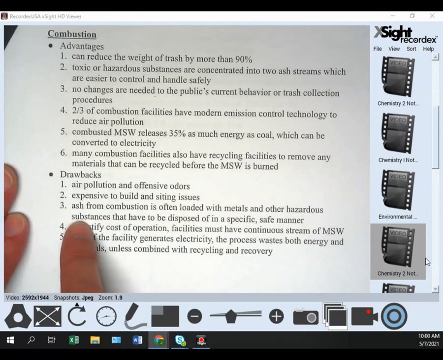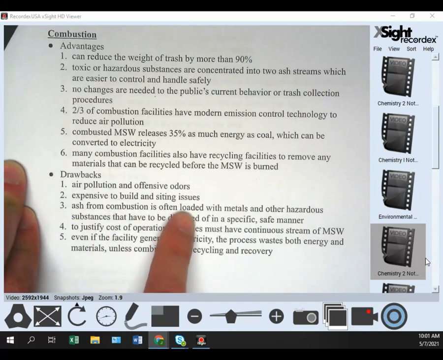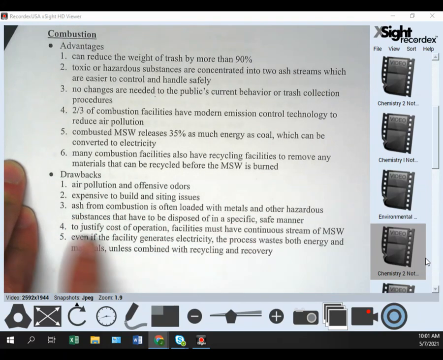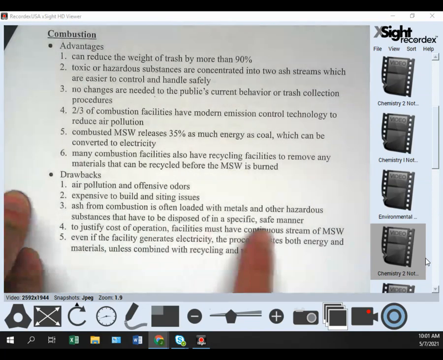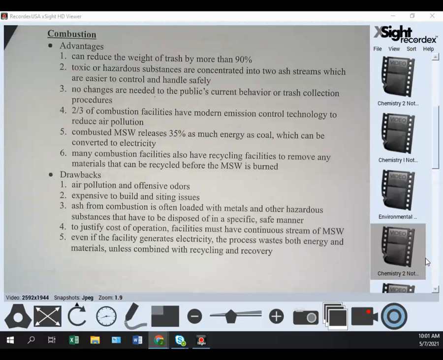Now this next one, your book lists: ash from the combustion is often loaded with metals and other hazardous substances that have to be disposed of in a safe, specific manner. They have it listed in the book as a drawback. I don't know if I really see this as a negative, and I don't know if I agree. Here's why.